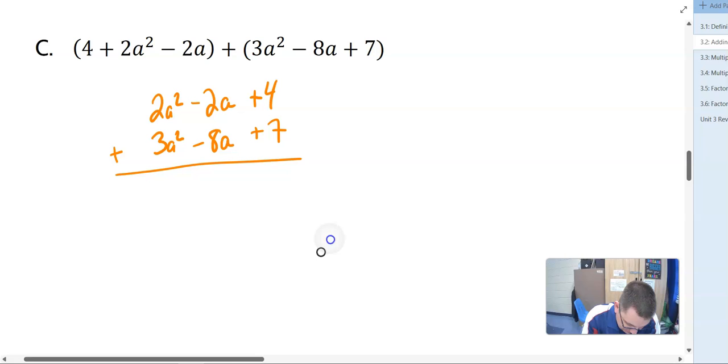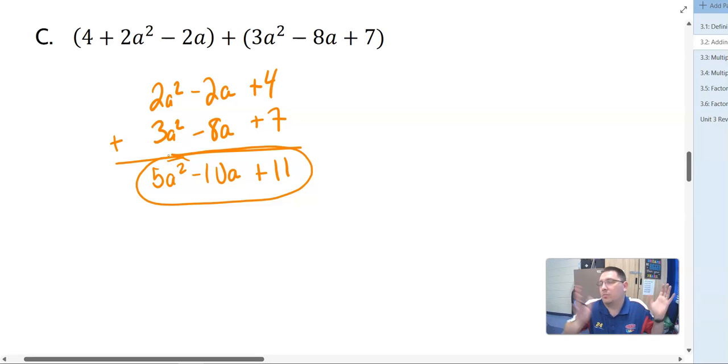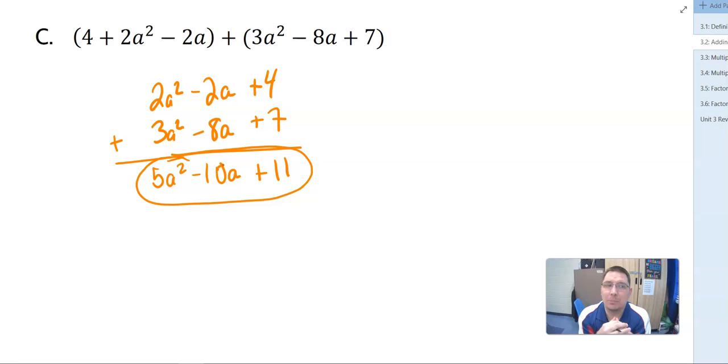And so 4 plus 7 is 11. Negative 2a plus negative 8a is negative 10a. And then 2a squared plus 3a squared is 5a squared. And so we get this polynomial, and it is already in standard form, and we're already pushed together. So 5a squared minus 10a plus 11. So we've got our simplified polynomial there.